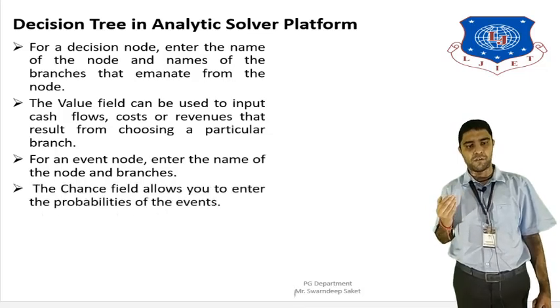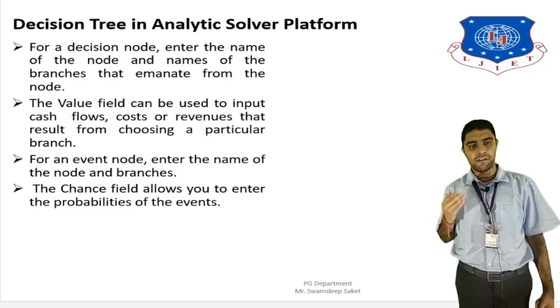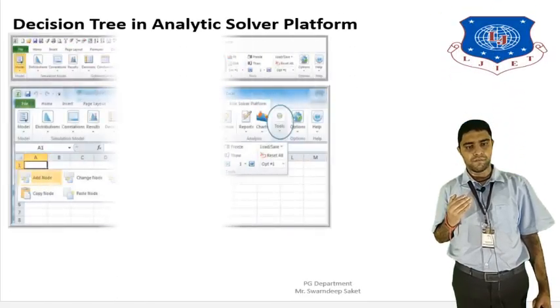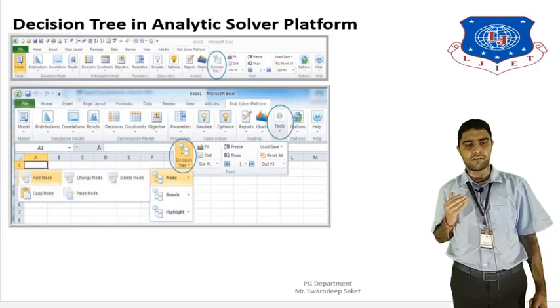Once the event node name is defined, we have to change the field. The change field will allow you to enter the probability value of that event. We have to enter the probability value for that event in the Analytic Solver Platform for creating the decision tree. So this is the figure, as shown in the figure.